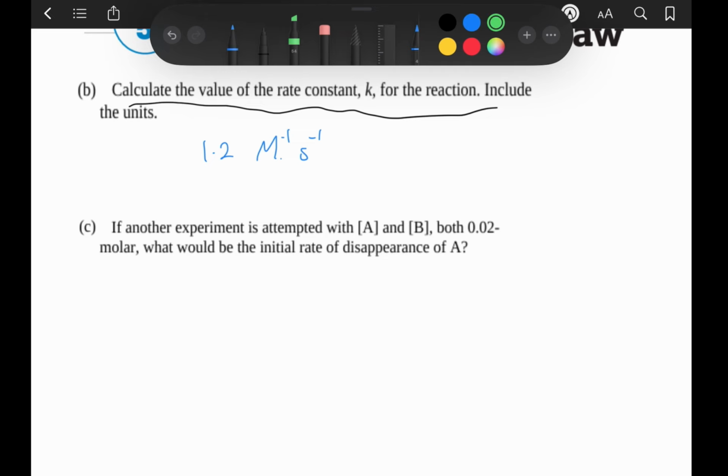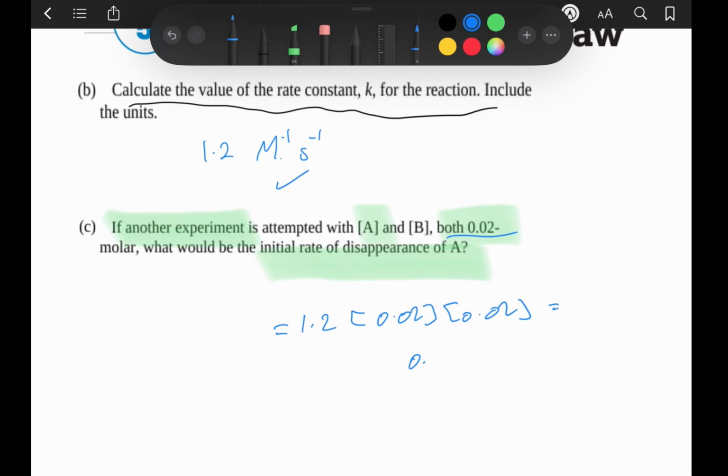C says, if another experiment is attempted with A and B, this is the initial concentration. What would be the initial rate of disappearance? This is a normal thing. We are going to substitute the value of concentration directly since the value of K is determined. So I can say this is 1.2, which is the value of K. The concentration of both A and B is 0.02, 0.02, so the rate is 0.00048 molar per second.